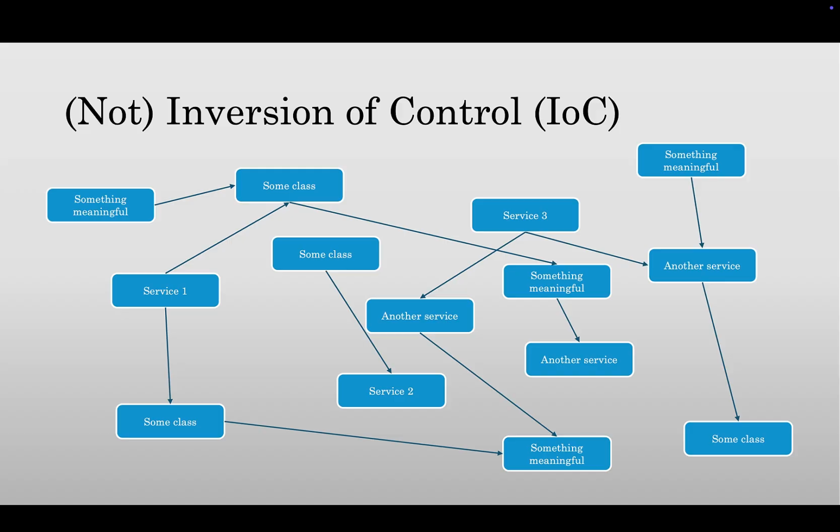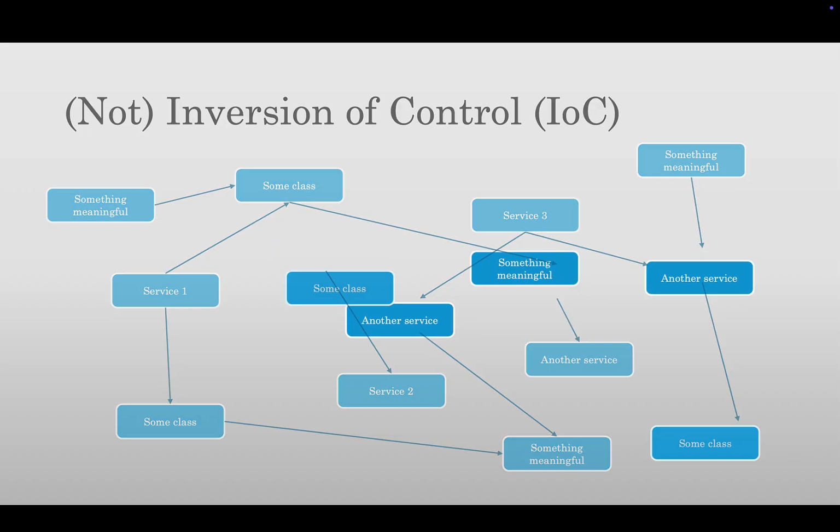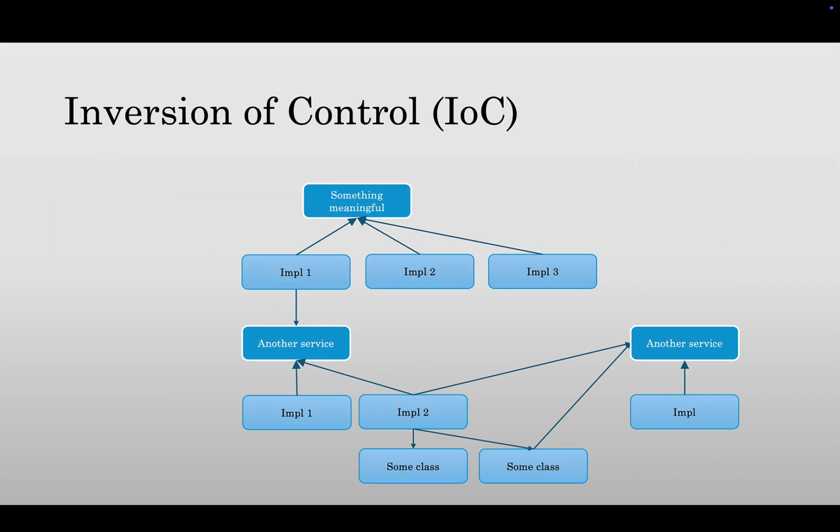With IoC and the container that handles the management, this web becomes significantly looser. Classes communicate via interfaces, here displayed in dark blue, with the implementation classes highlighted in light blue. The container wires everything together at runtime, and the actual application code remains clean and focused on its business logic.